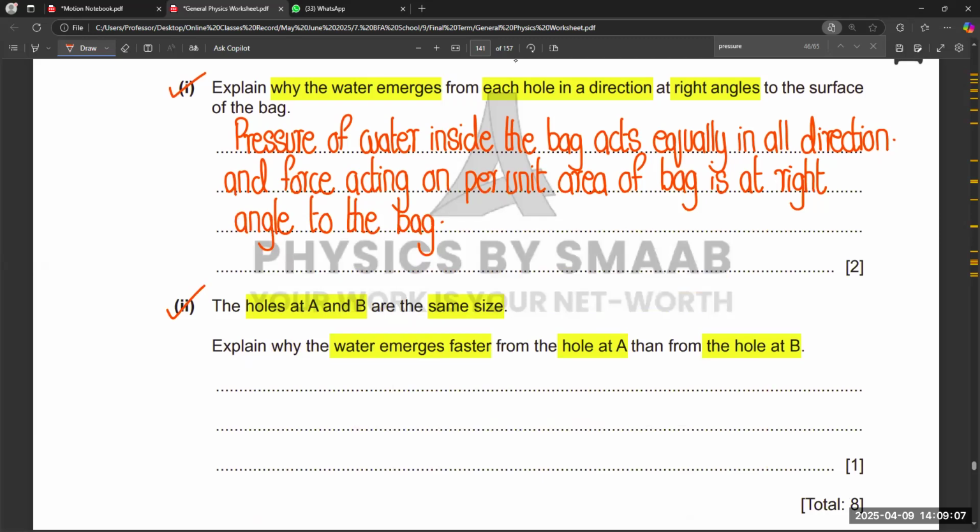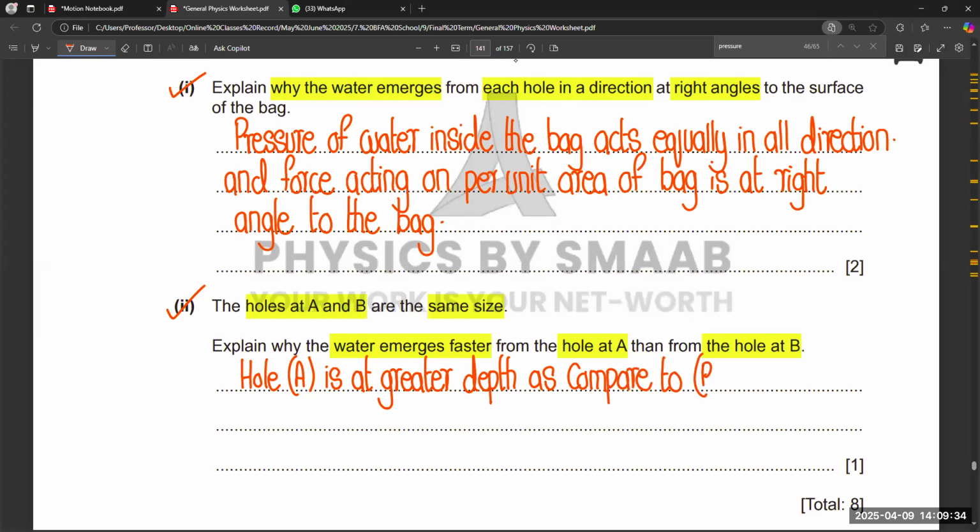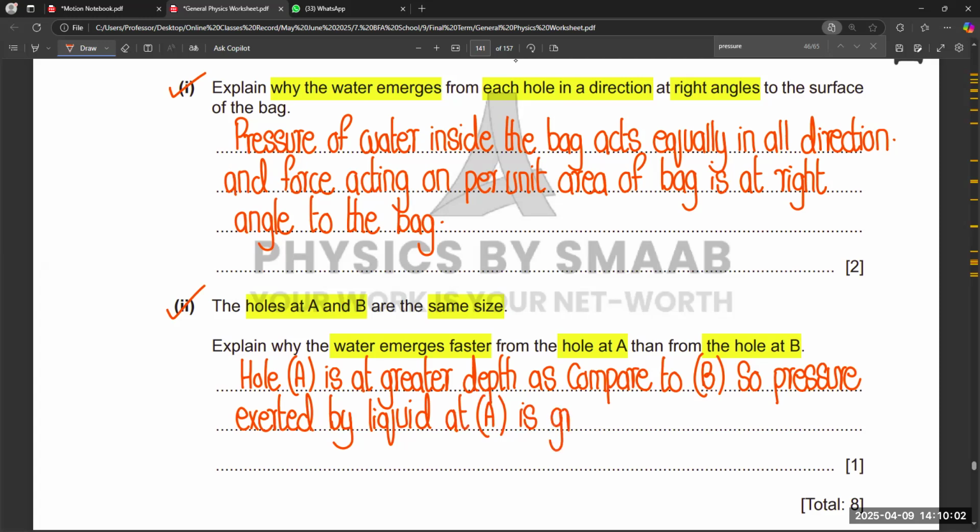So we can say hole A is at greater depth as compared to B. So pressure exerted by liquid at point A is greater than B.